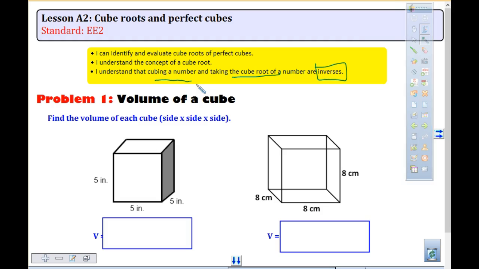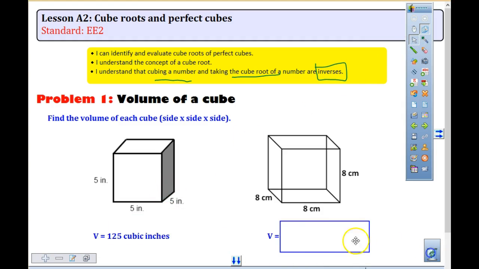As I begin looking at this one, it says find the volume of each one. 5 times 5 times 5. 5 times 5 is 25. 25 times 5 happens to be 125. So you're going to put the volume equals 125 cubic inches.